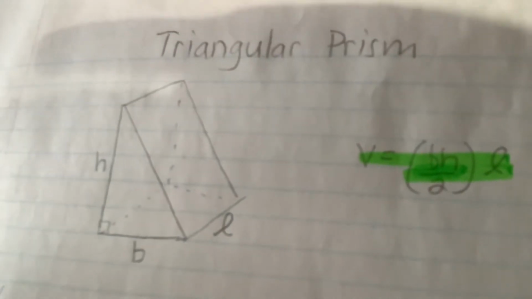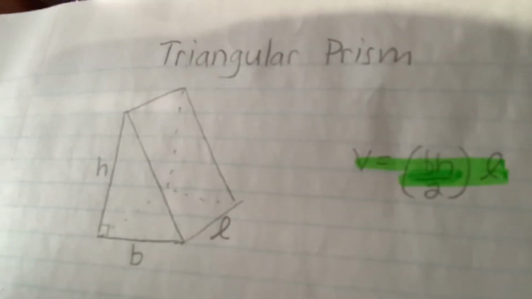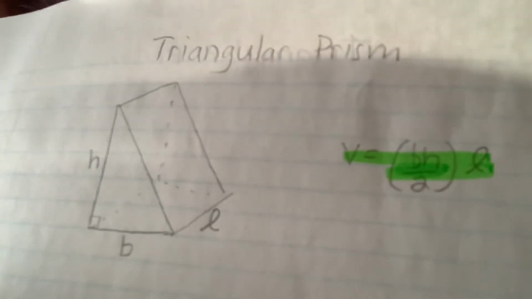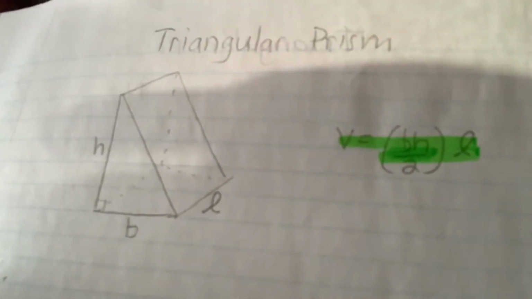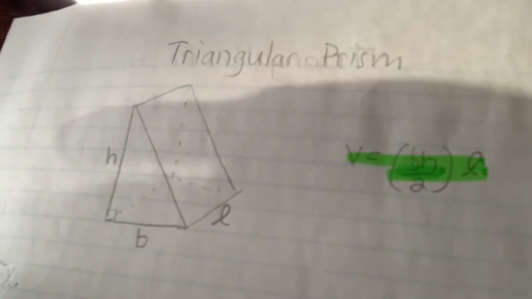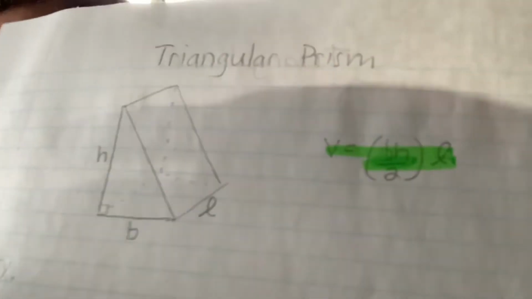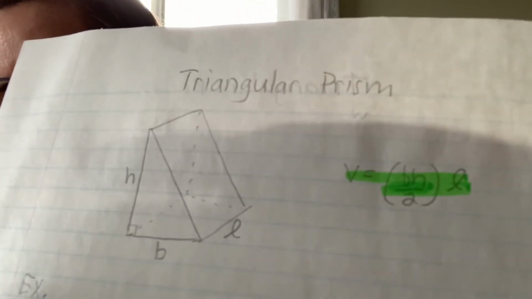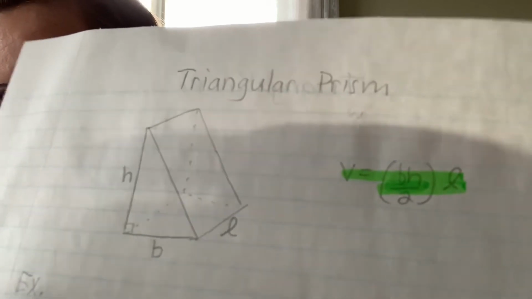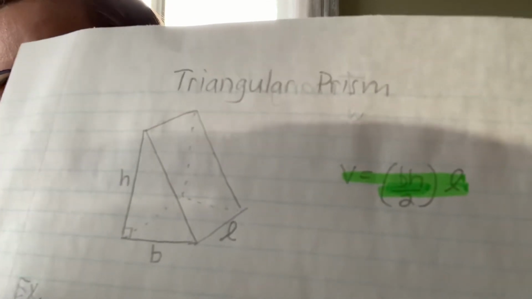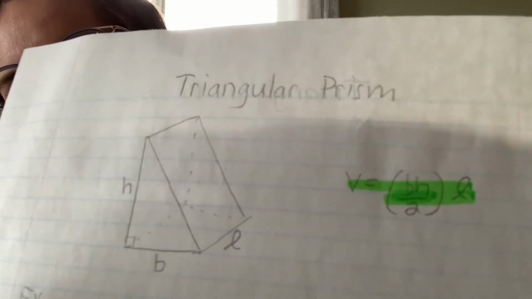So for the volume of a triangular prism, we've got this. Surface area on the other side. But you have V equals base times height divided by 2 multiplied by the length. And the reason why I have the L in cursive writing is because if I put it as a printed L, it would look like a 1. So that's why I always write my L's in cursive.